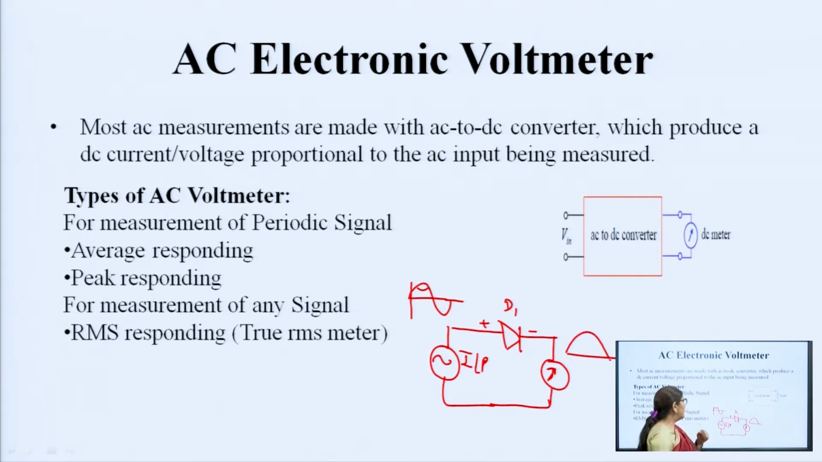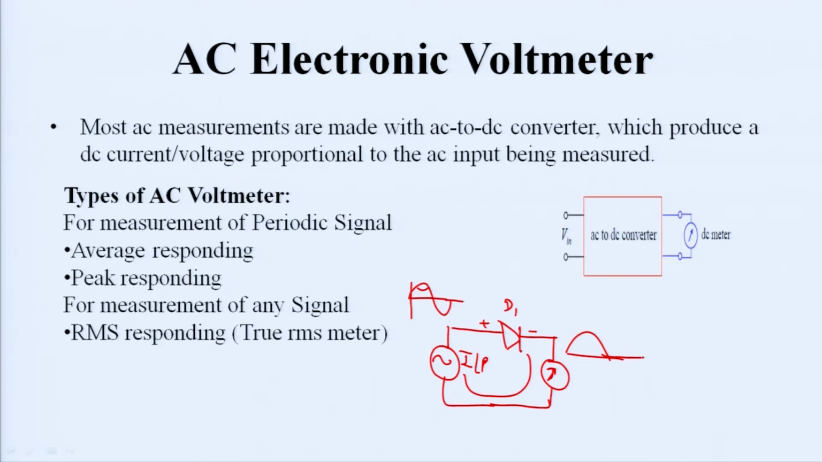In the negative portion of the signal, what will happen? Because the current is flowing in this way, the cathode of the diode is positive with respect to the anode, so the diode will not conduct. So, this diode output is 0, and this meter will not produce any deflection. When the next cycle appears, again it will produce a signal. So, this meter will measure the average value of this signal.